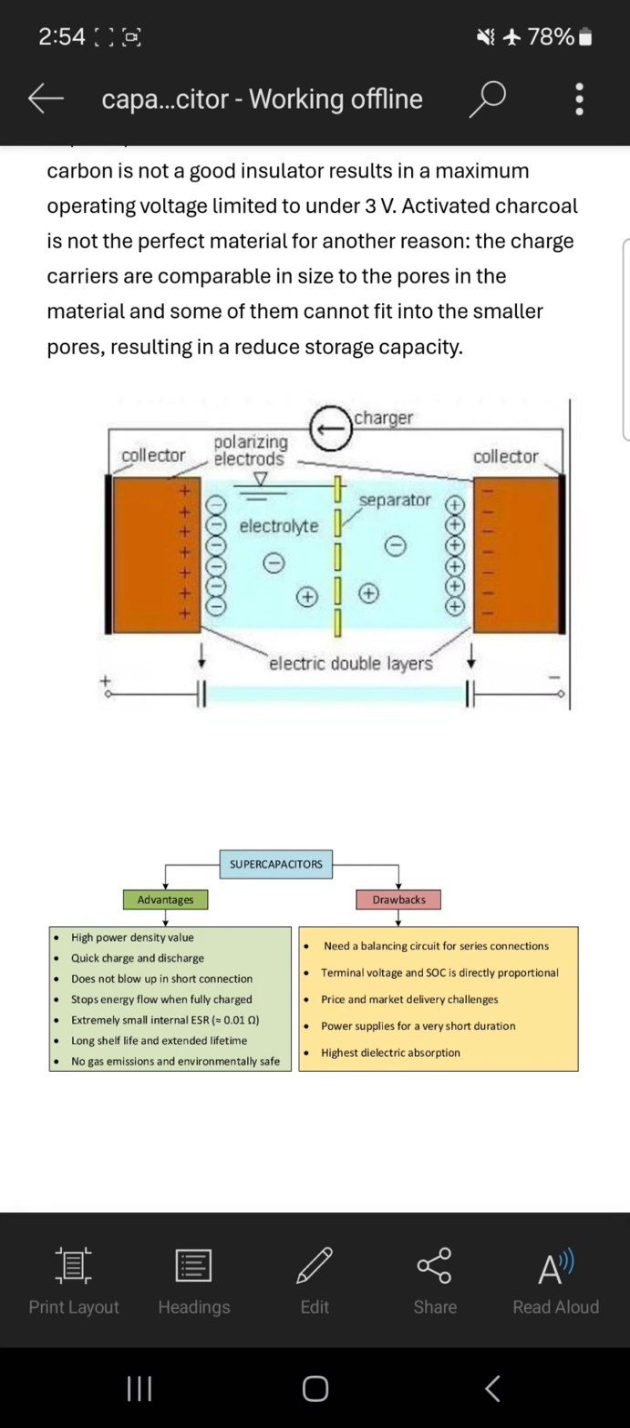Okay, and then let's see the drawbacks. Number one, need a balancing circuit for series connection. Number two, terminal voltage and SOC are directly proportional. Number three, price and market delivery challenges. Number four, power supplies for very short duration. And number five, highest dielectric absorption.